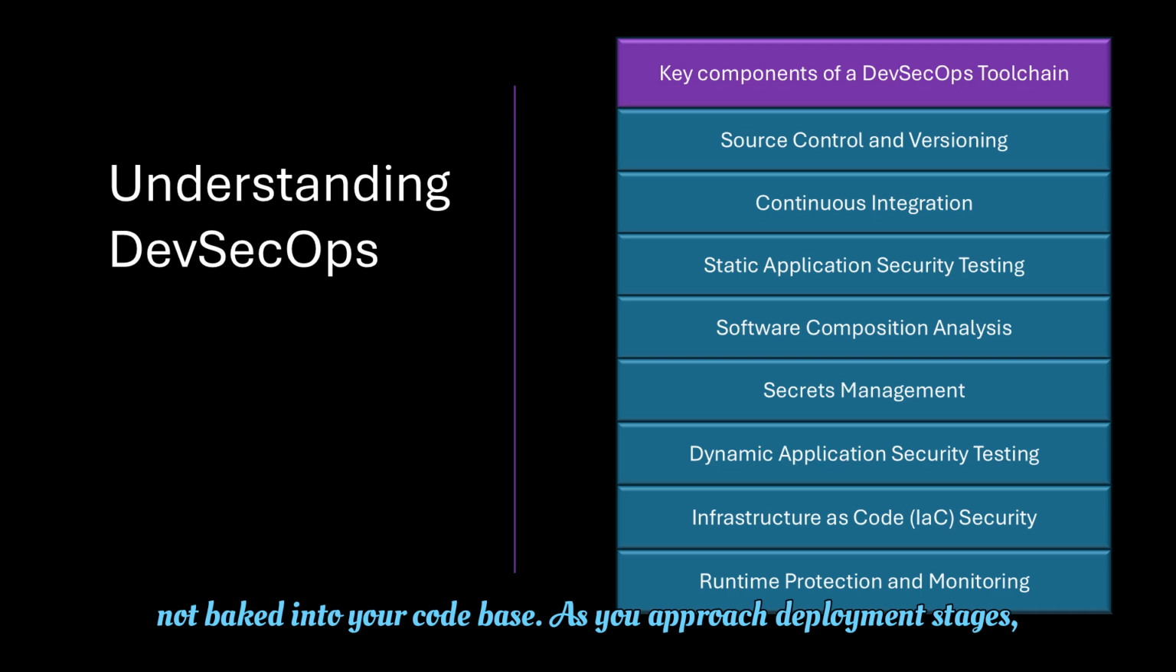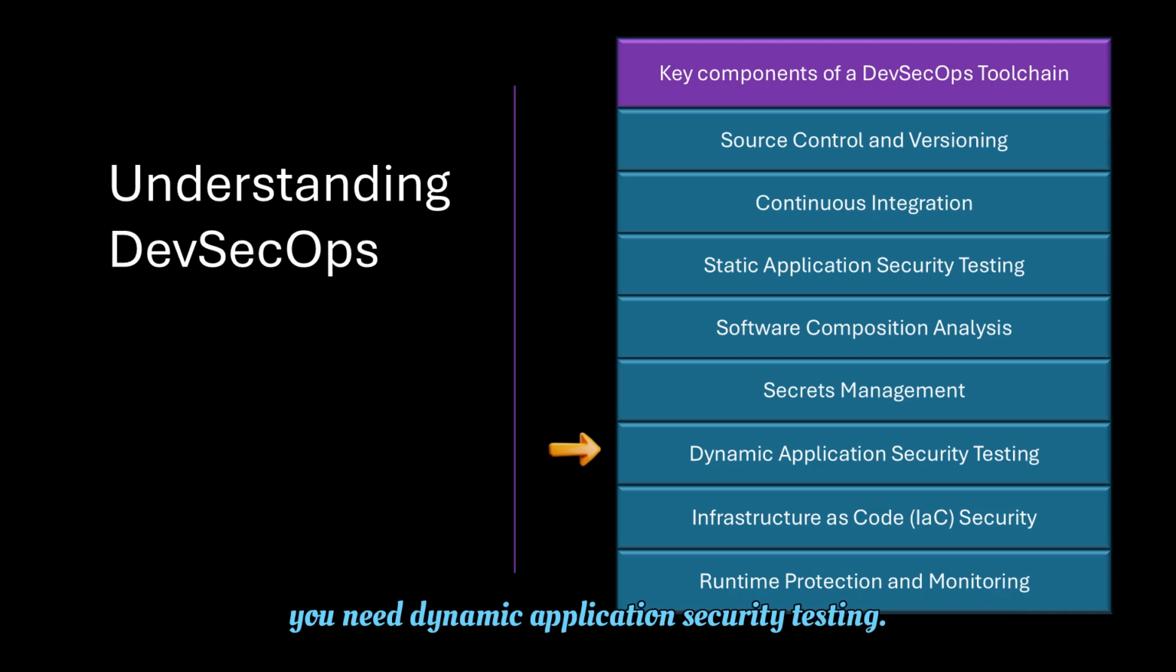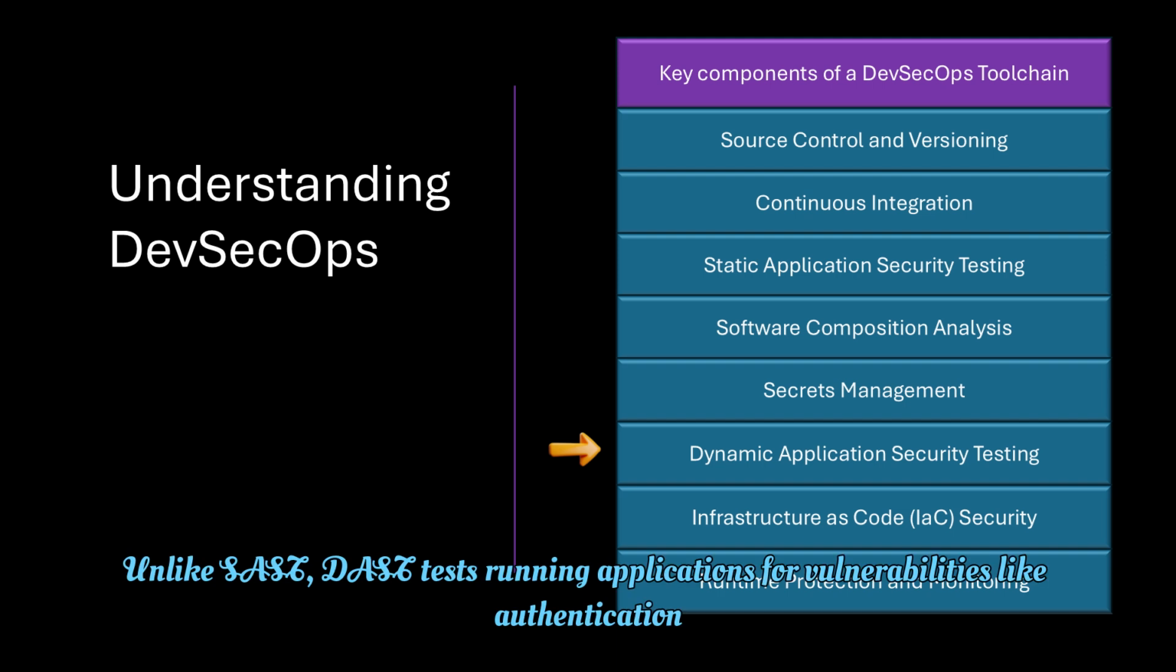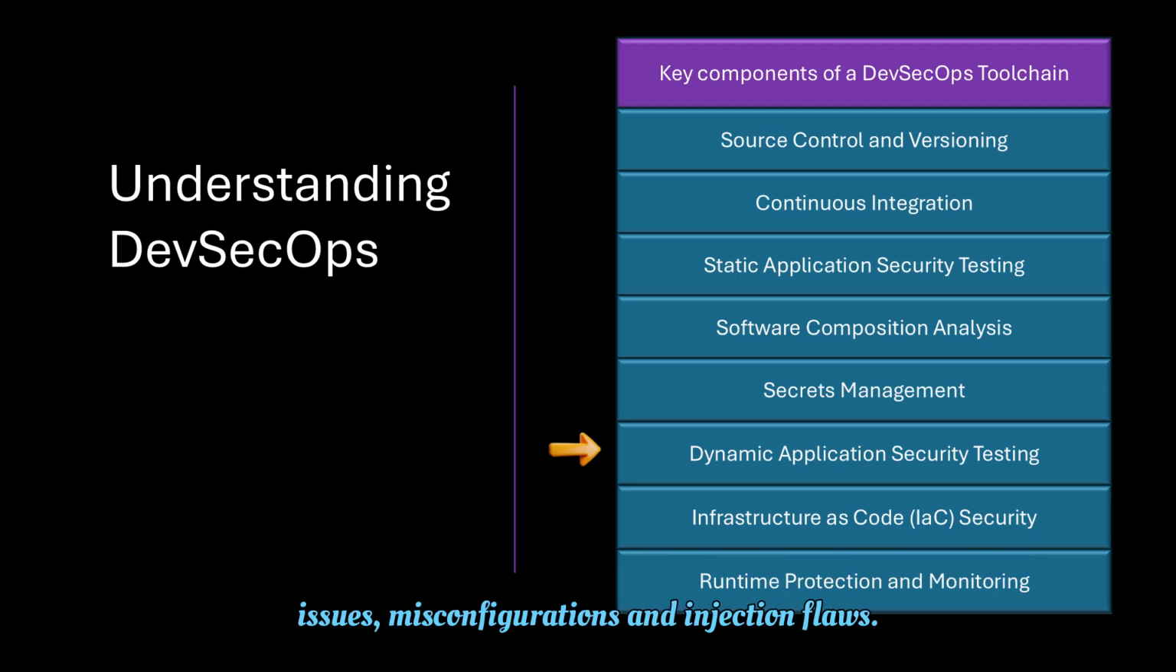As you approach deployment stages, you need dynamic application security testing. Unlike SAST, DAST tests running applications for vulnerabilities like authentication issues, misconfigurations, and injection flaws.